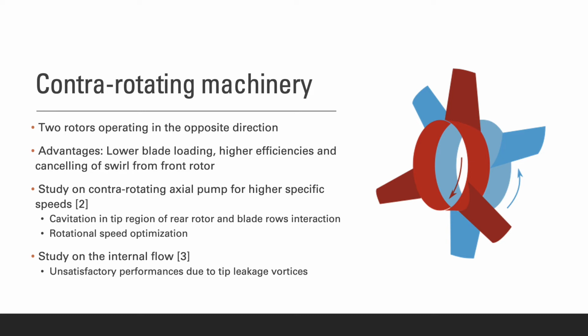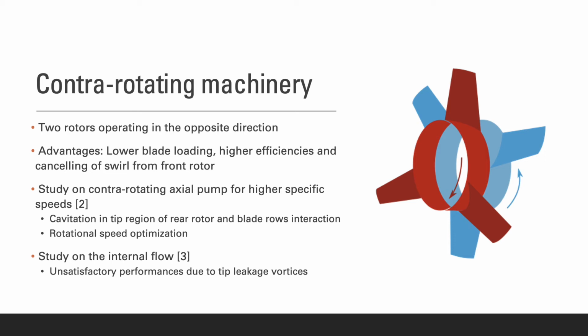This study suggests that rotational speed optimization could solve both of these problems, meaning that you would have the front and rear rotor operate at different rotational speeds. Another study was performed on the internal flow of the contra-rotating axial pump, and this was done to see why they previously had unsatisfactory performances in an axial or contra-rotating axial pump.